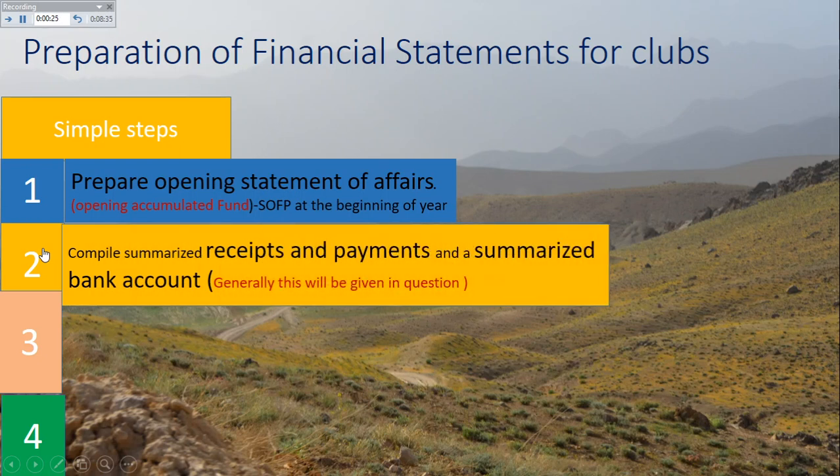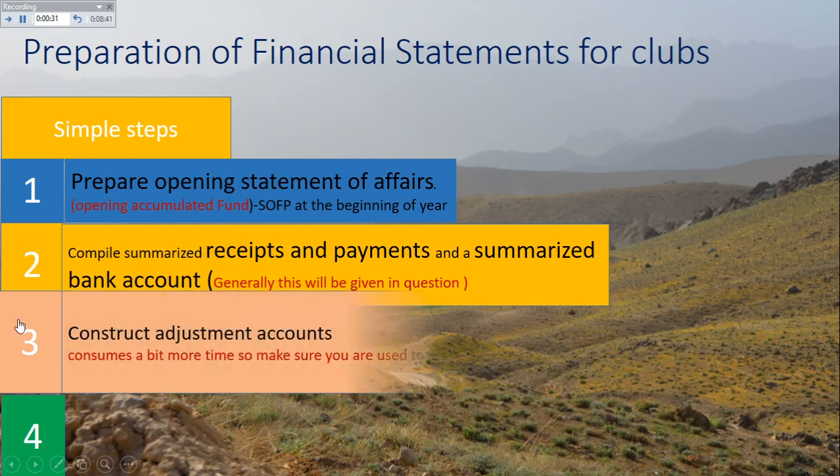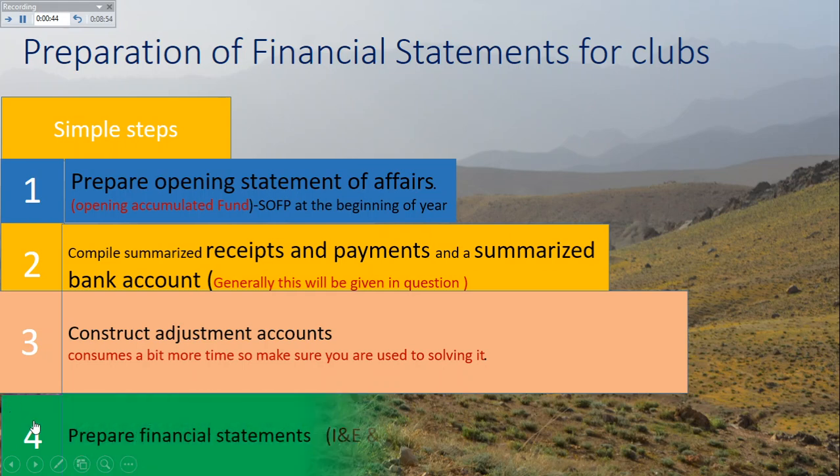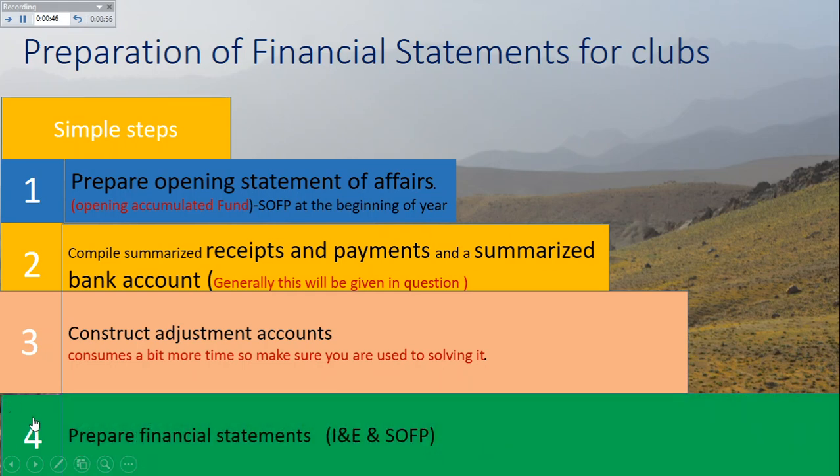Number 2, we need to compile the summarized receipts and payments and summarized bank account. This is normally given in a question, so it won't pose a problem. Number 3, you need to construct adjustment accounts. So this consumes a bit more time, and you need to spend some time solving this type of question, because this is the one which most students get stuck at. Then number 4, finally you prepare the financial statements. That is your income and expenditure statement and statement of financial position.